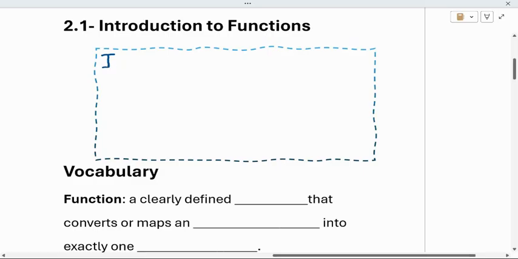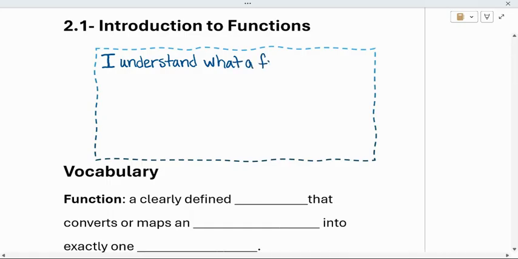I understand what a function is. Period. I understand what a function is. Here's why.